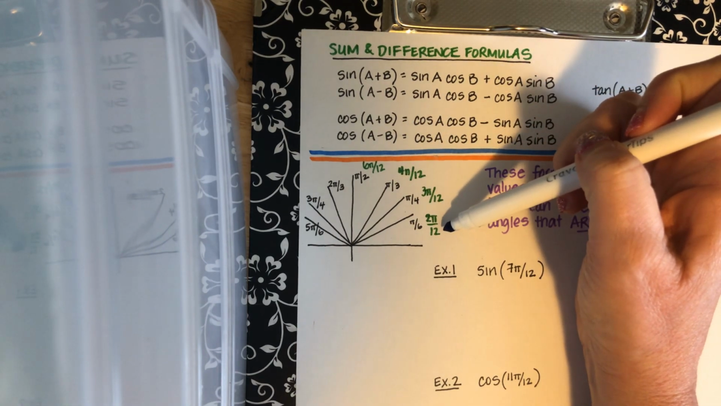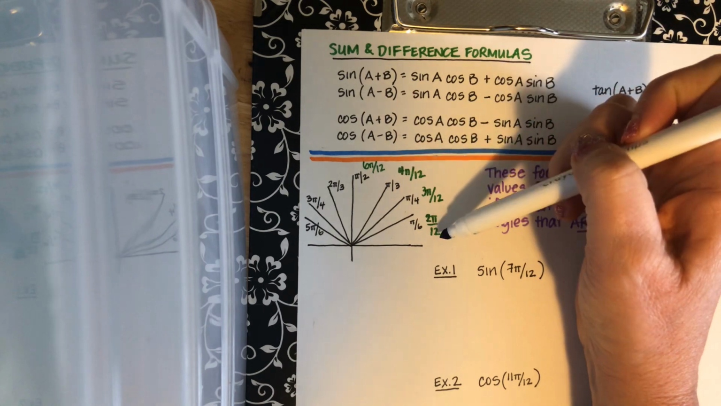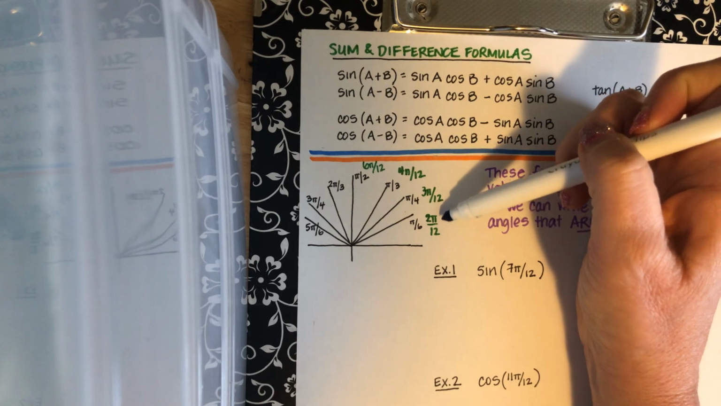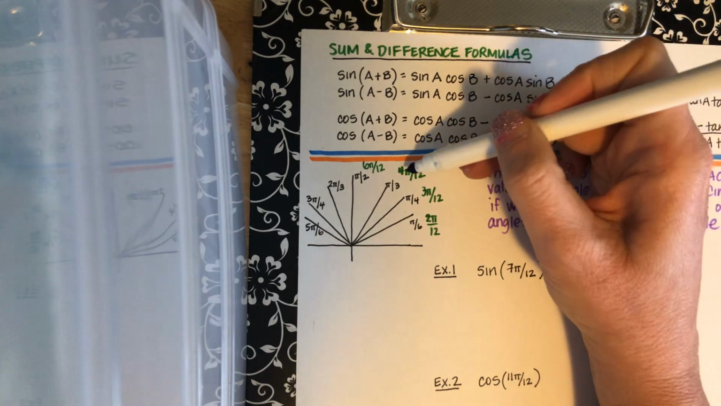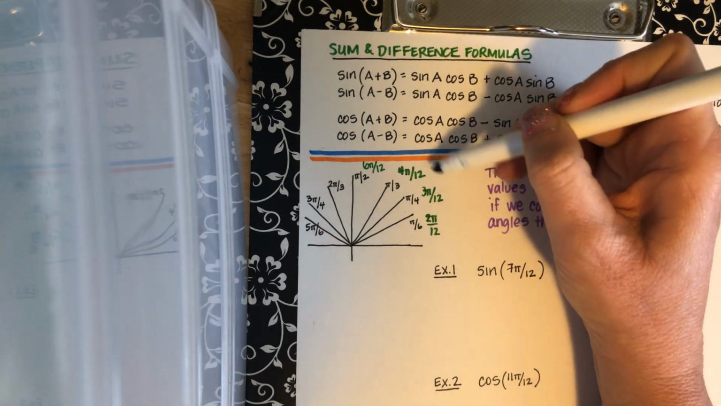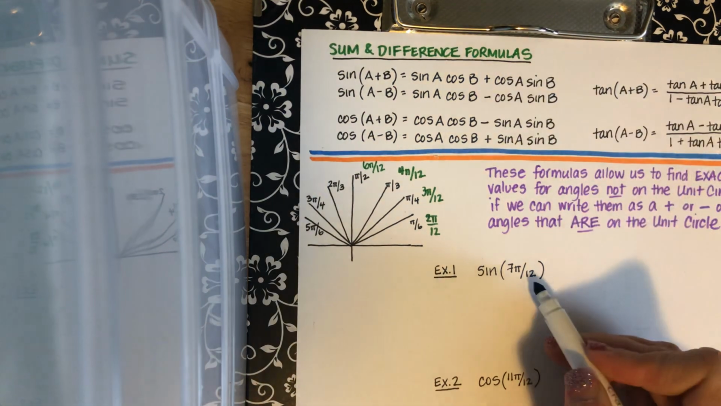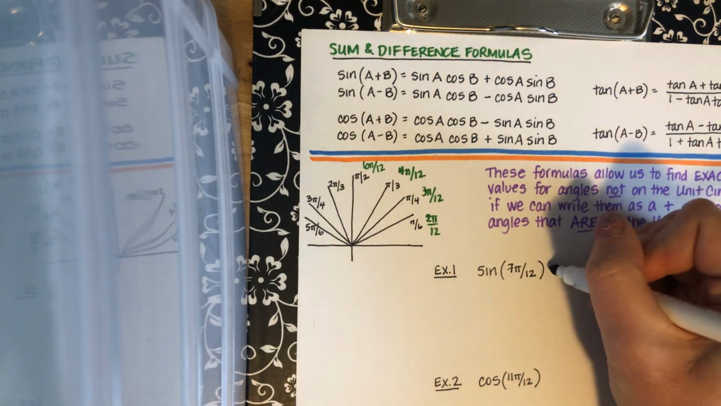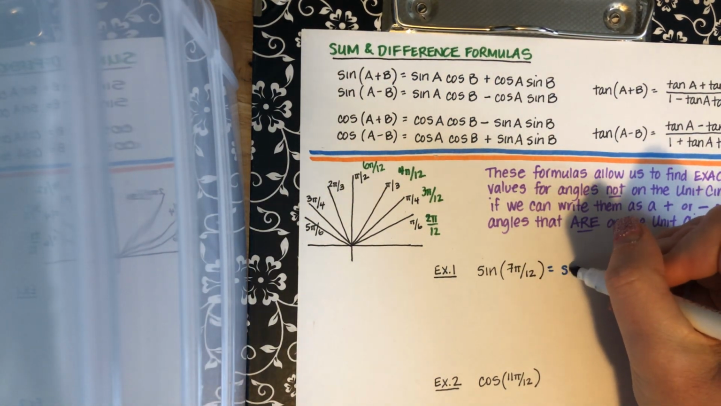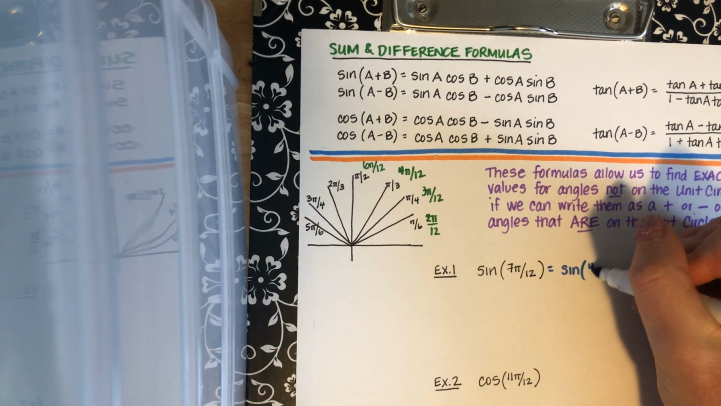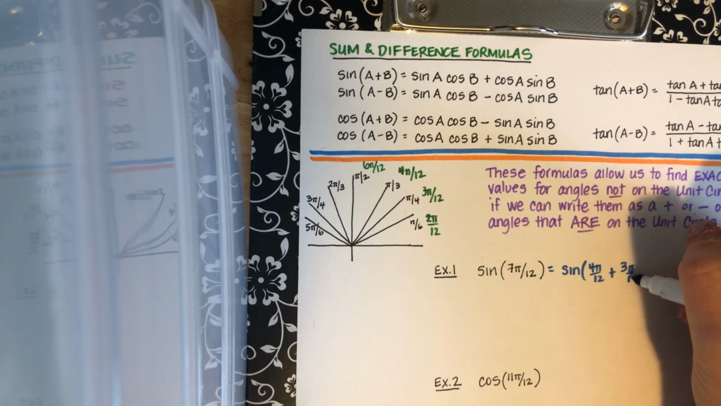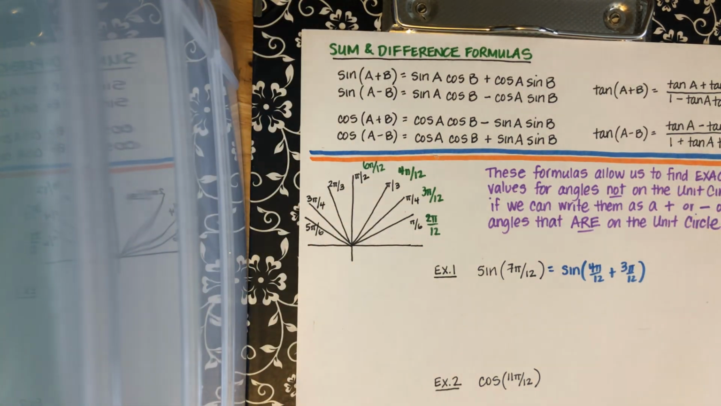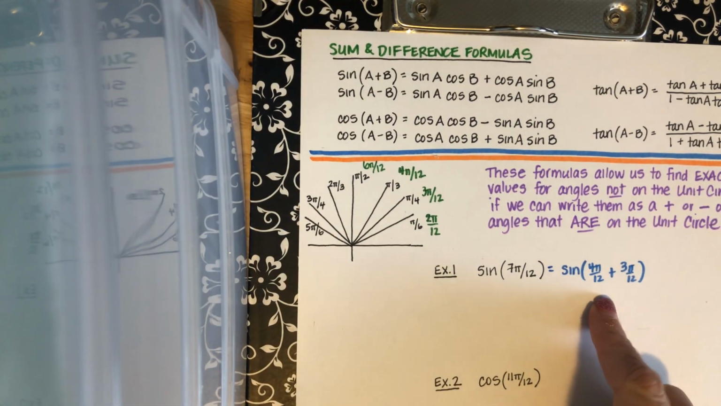If you want to take a second, pause the video if you need to, see if you can come up with the right combo. If you've tried already or you're waiting for me to do it, I am looking at these and I'm realizing that 4 pi over 12 and 3 pi over 12, those two would add to 7 pi over 12. So how I'm going to rewrite this is I'm going to say that this is the same thing as sine of 4 pi over 12 plus 3 pi over 12. So that's my first step, is to realize how I can split that up.